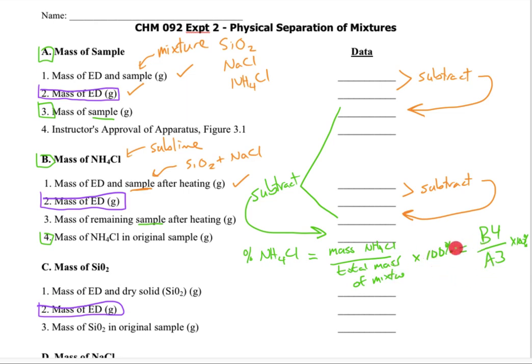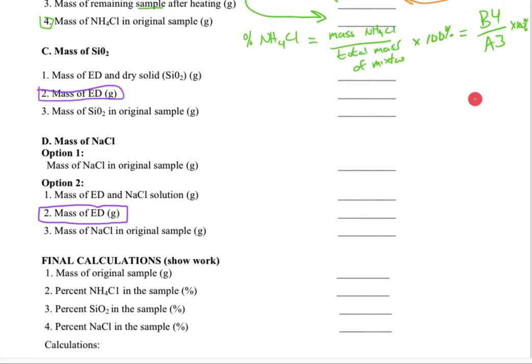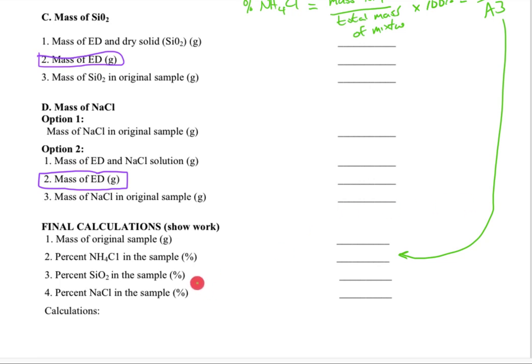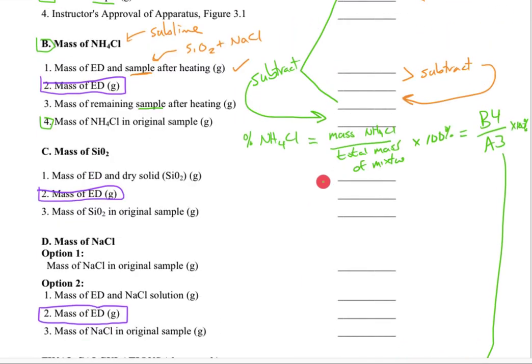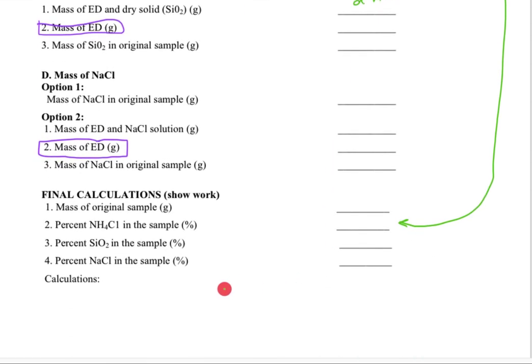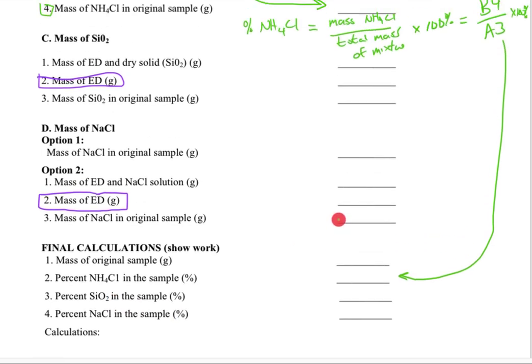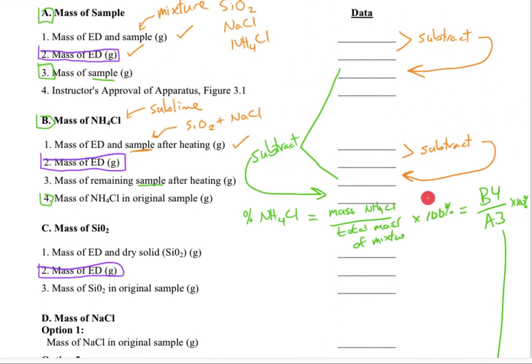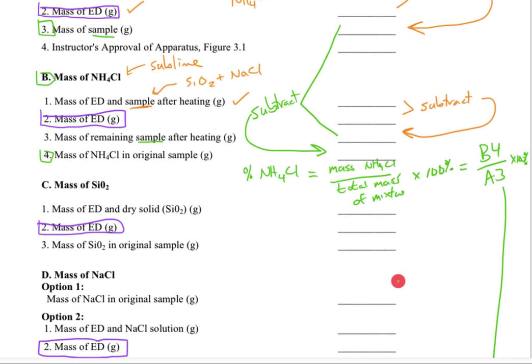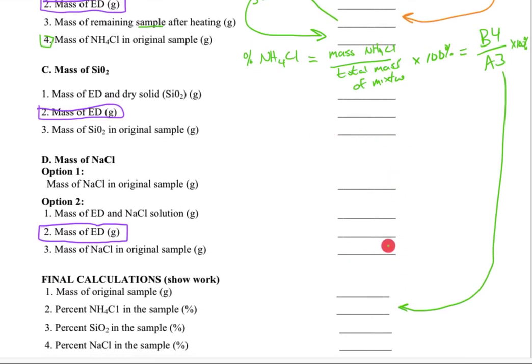You're doing a similar thing for all the other components. And then down here, this is where that data would go, and that would be the percent mass there. Again, you'll do a similar set of calculations for each one of these. Subtract to get the mass of the sand. Mass of the sand divided by the total mass of the mixture will give you the percent mass of the silicon dioxide.